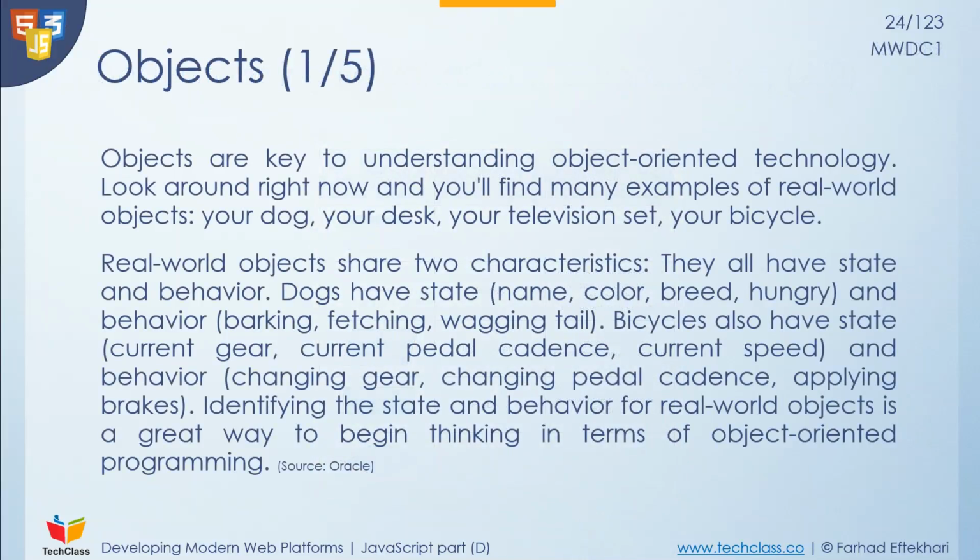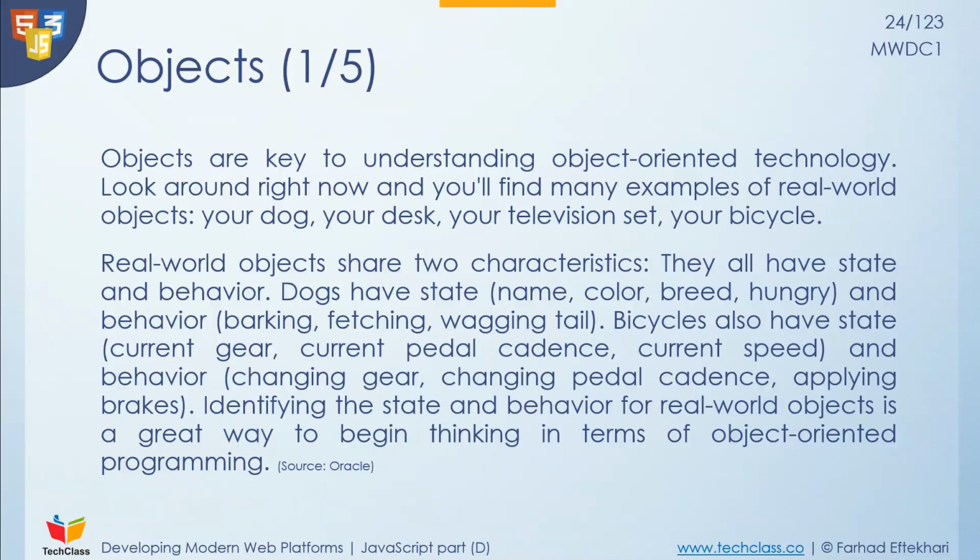Now let's get familiar with objects. Objects are key to understanding object-oriented technology. Look around right now and you'll find many examples of real-world objects: your dog, your desk, your television set, your bicycle. Real-world objects share two characteristics. They all have a state and behavior.